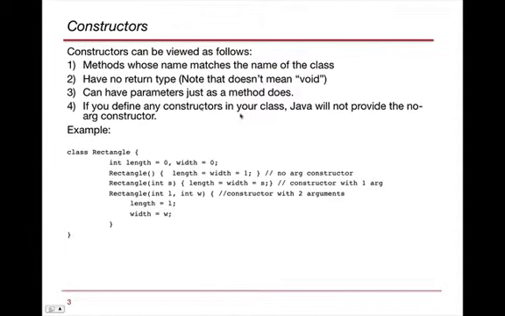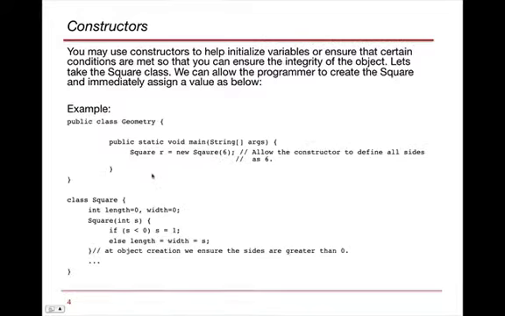It can have parameters in any form, just as other methods do. And if you define any constructors in your class, Java does not provide this no-arg constructor for you. And that's important because sometimes people forget that they put in a constructor and then they use it with the no-arg constructor, and then Java fails on the compile, saying I can't find the constructor that I'm looking for. So here's an example. We can use it to help initialize our variables and ensure that certain conditions are met.